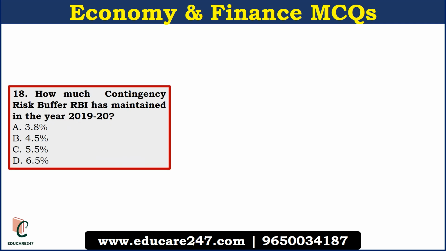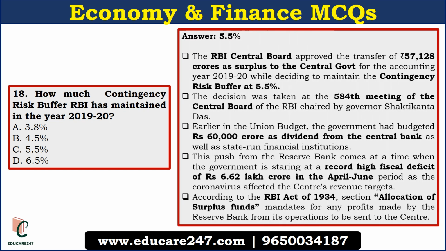The next question is, how much contingency buffer has RBI maintained in the year 2019-20? The answer is 5.5%. RBI Central Board approved a transfer of 57,000 crore as a surplus to the central government for the accounting year 2019-20, and they have maintained the contingency buffer at 5.5%. This percentage is very important. Please keep it in your mind, it can be asked in your examination.